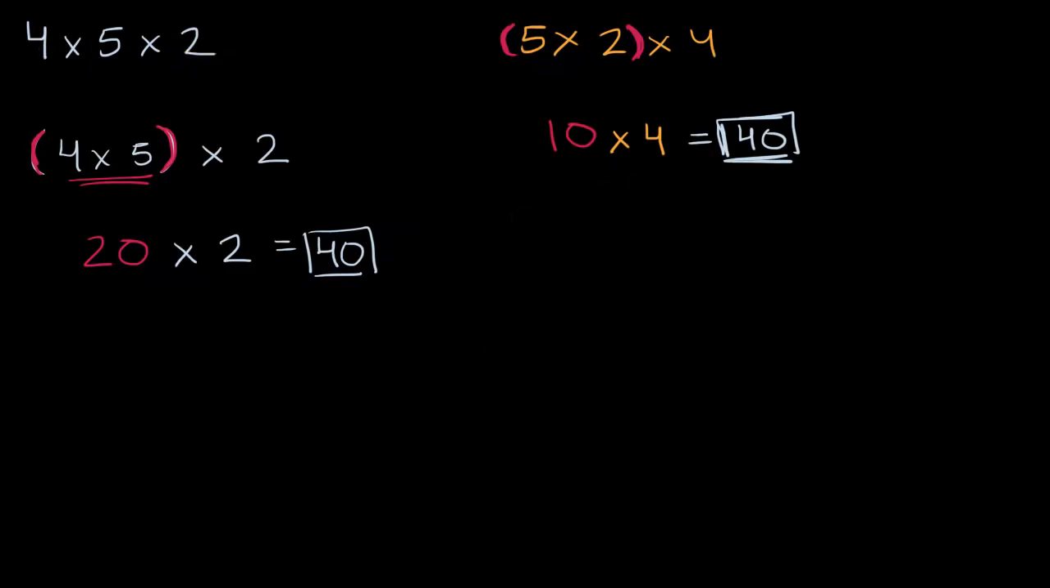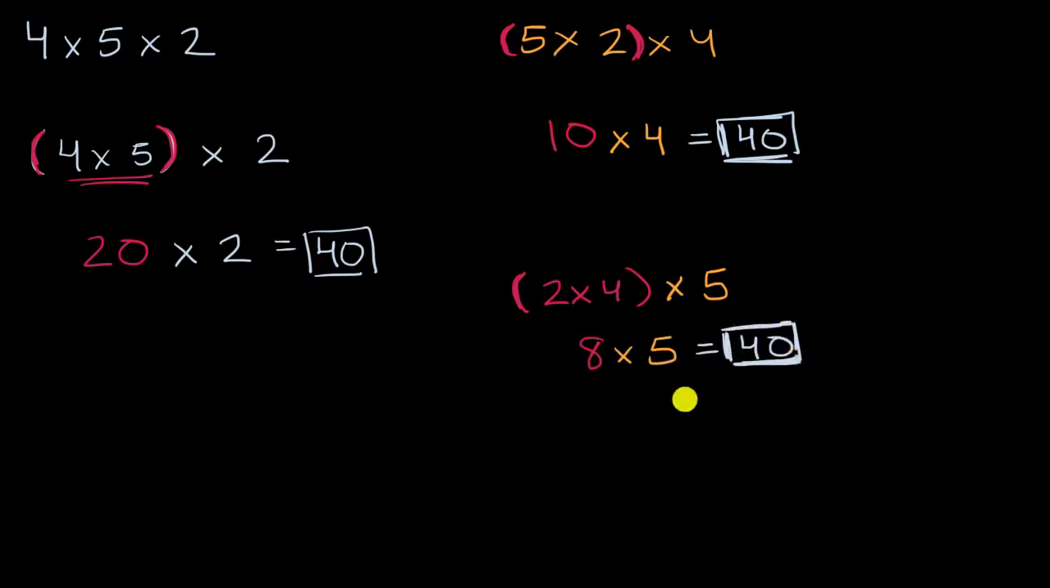Let's do 2 times 4, and then multiply that by 5. What is this going to be equal to? Well, you might notice again, 2 times 4 is 8. You multiply that times 5. Well, once again, we got 40. So you might see a pattern here. It doesn't matter which order we multiply these things in.